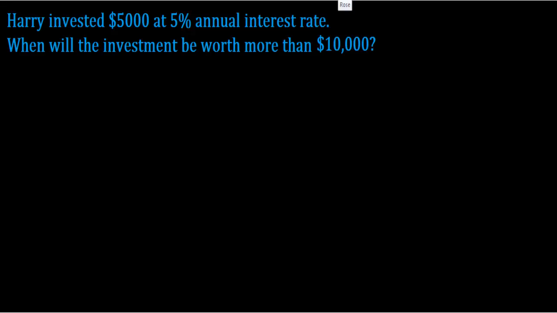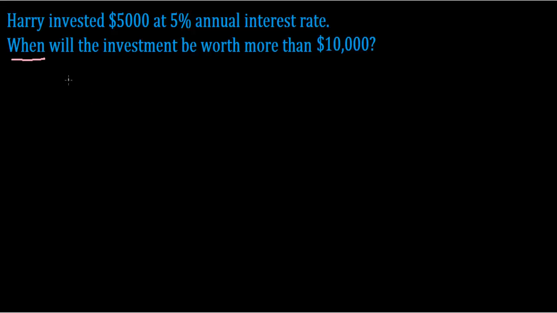Hello, in this video we're going to do a word problem that has to do with finances again. Harry invested $5,000 at 5% annual interest rate. When will the investment be worth more than $10,000? Clue word here is when. They're asking for time. They're asking you how many years is it going to take for $5,000 to become $10,000 if I invest them at 5% annual interest rate.